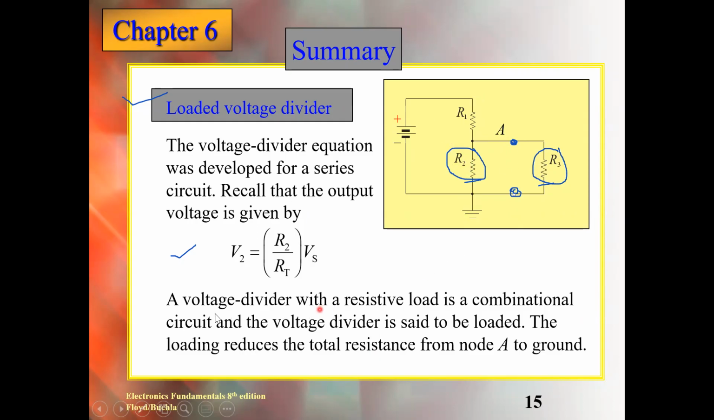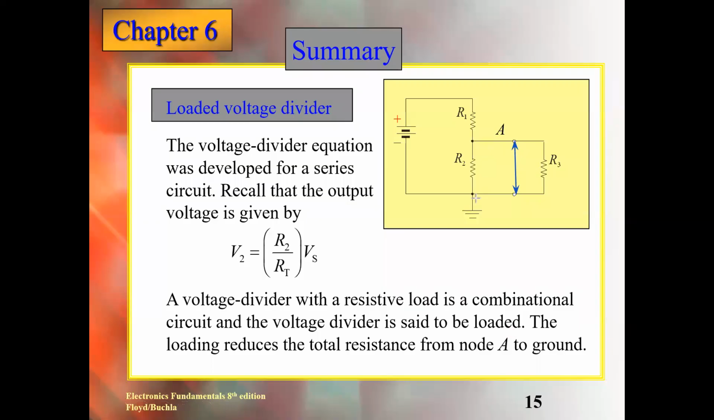A voltage divider with a resistive load is a combinational circuit, and the voltage divider is said to be loaded. So we call that a loaded voltage divider. The loading reduces the total resistance from node A to ground. Do you agree with this point? Because of the connection of R3, what will happen if we measure the resistance between these two points? Will the total resistance reduce or not?